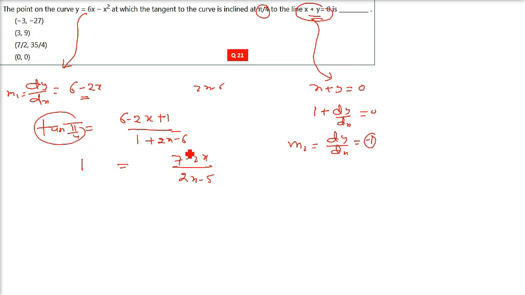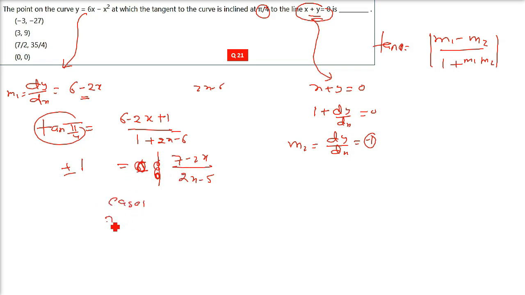I have just done m1 minus m2 by 1 plus m1 m2, that is tan theta. Let me write it for you. Tan theta is m1 minus m2 divided by 1 plus m1 m2, that we have done. M1 we have got from the tangent, and m2 we have got from the line which is given. And you know that tan theta is the modulus of m1 minus m2 by 1 plus m1 m2. So modulus means the plus minus sign will come. Both signs you have to follow.